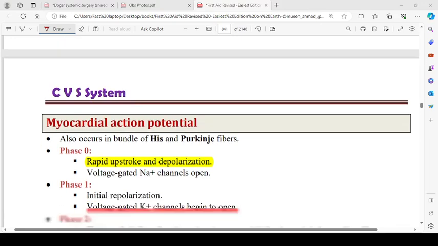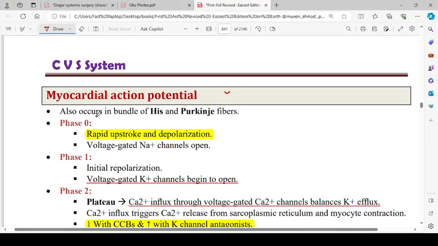Bismillahirrahmanirrahim. Now we are going to start with the myocardial action potential. It also occurs in the bundle of His and Purkinje fibers.